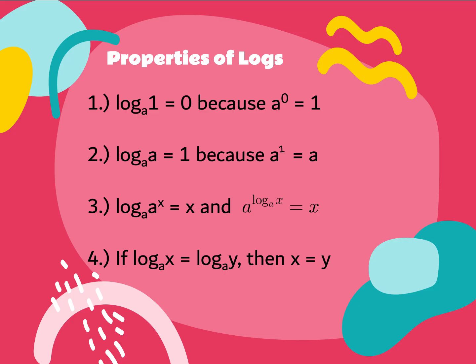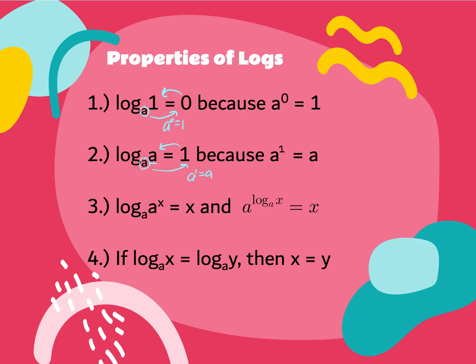Here are a couple of properties of logs. These are things that are always going to be true no matter what. If I have log with any base a, and there's a 1 on the inside, it's always going to equal 0, just because a to the power of 0 is 1. You can always convert it to exponential, and then you get a to the 0 is 1, which is always true. Similarly, if I have log base a of a, as long as this and this are the same, then it's always going to equal 1, because if you convert it, a to the first is a, and we know that's always true.